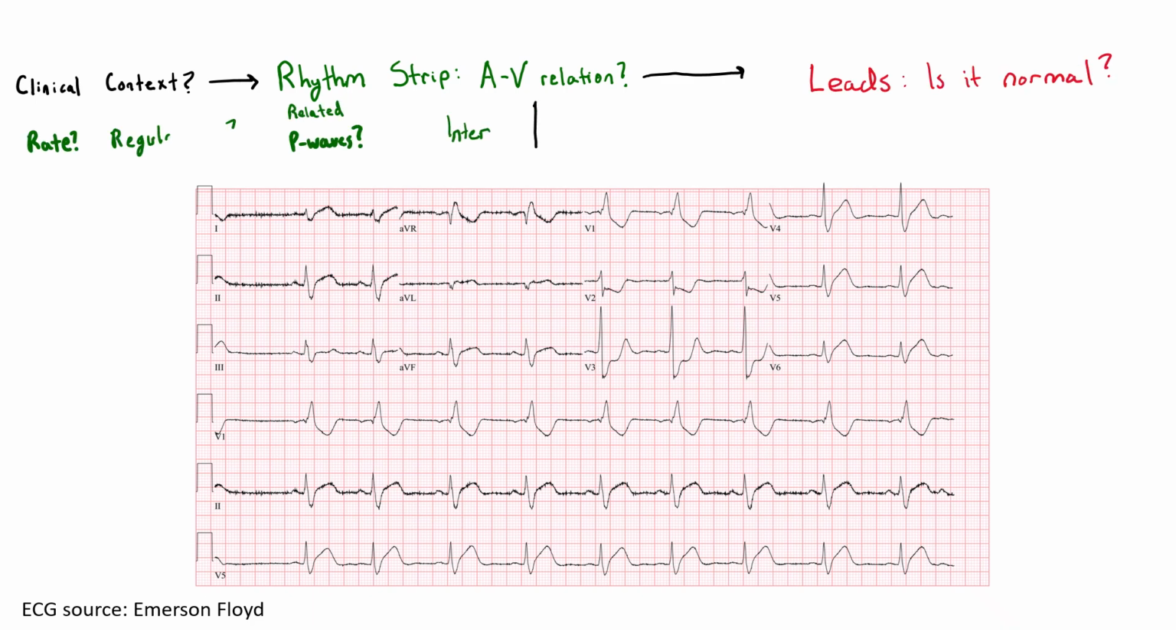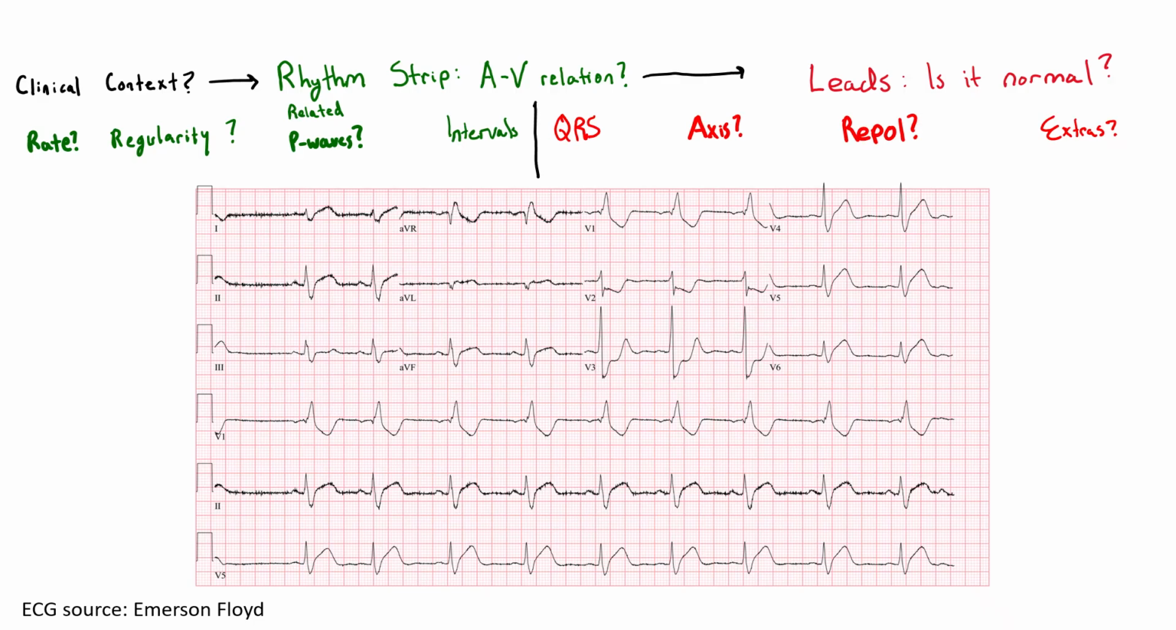When I look at the rhythm strip, I look for the three R's: rate, regularity, and most important, related P's. I also look for the QT interval here. If I have multiple rhythm strip options, I'll look at lead 2, the best place to see P waves. Related P waves is essentially AV relationship.